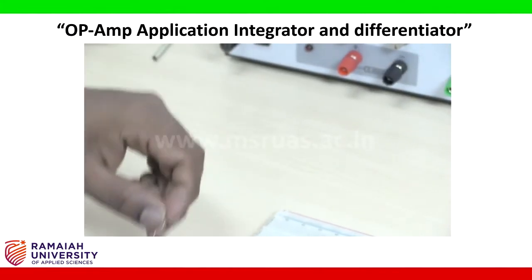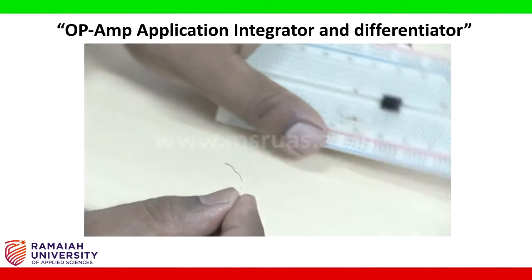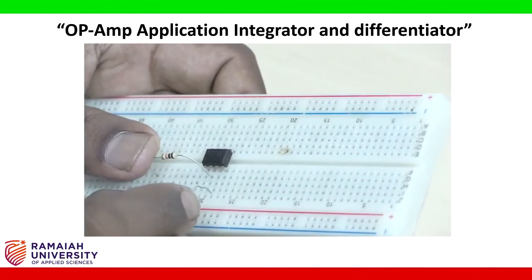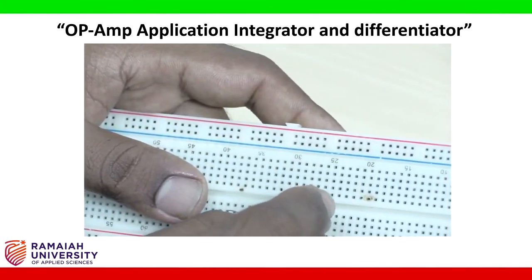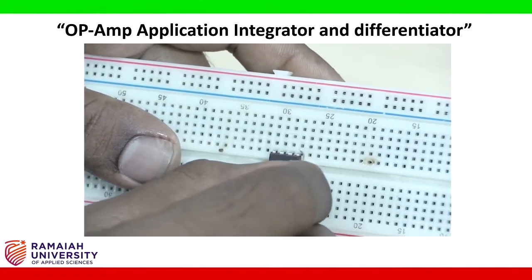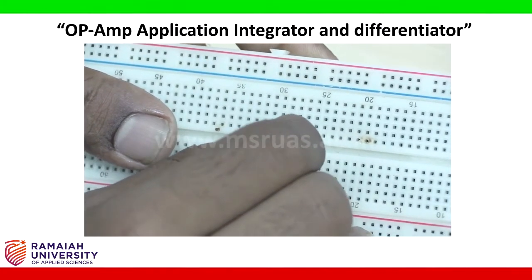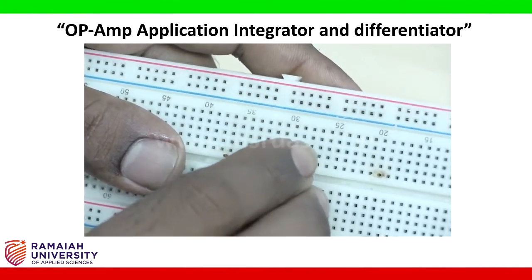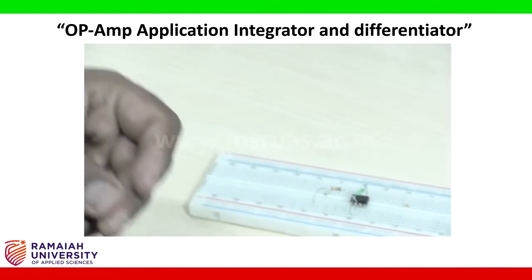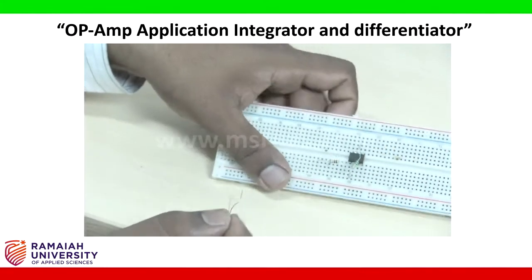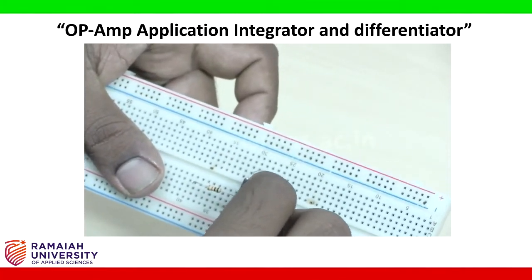Next I am going to connect the 100 kilo ohm resistor to pin number 2 to pin number 6. This is pin number 4, this is 5, 6. This is pin number 6. I am connecting somewhere here. Next I am going to connect this capacitor in the same way to pin number 2 to pin number 6.